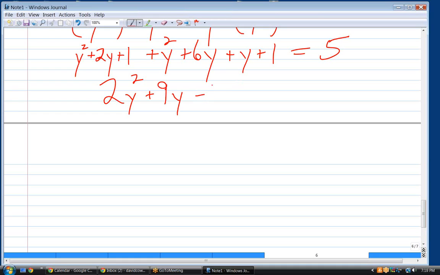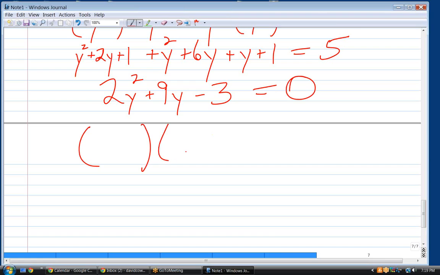Of negative 3 equals 0. And presumably this factors. If it didn't, we would have to plug it into the quadratic. Either way, we can figure out what a solution is. What goes here and here? 2y? The signs?